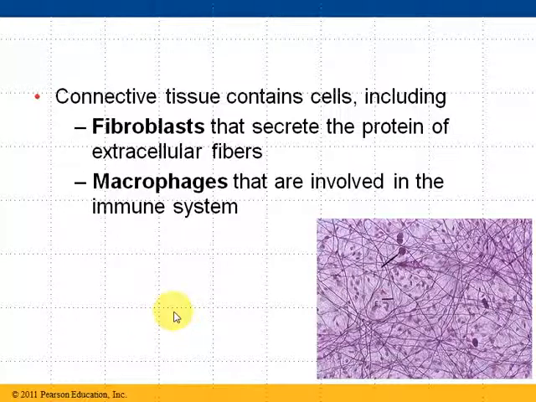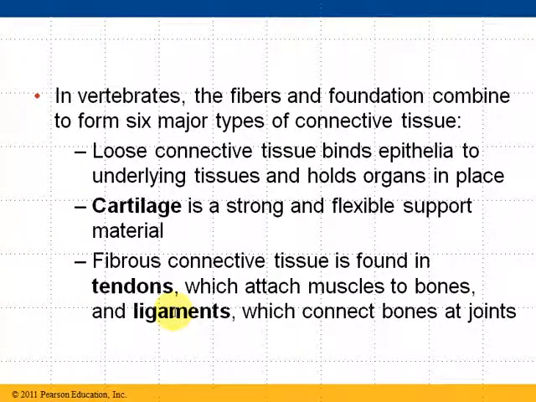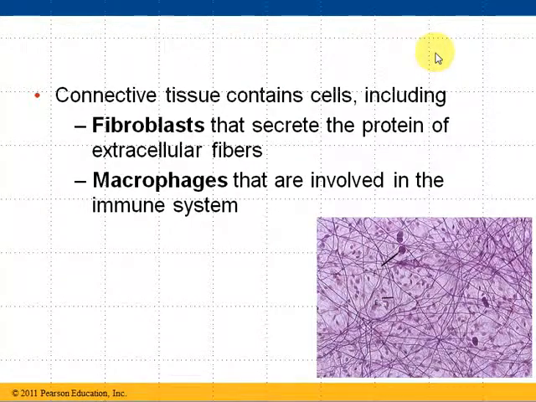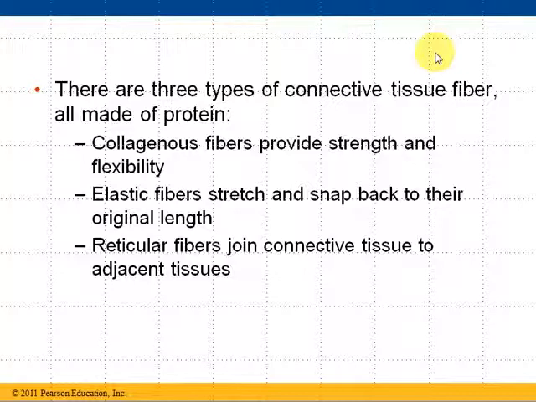In vertebrates, the fibers and foundation combine to form 6 major types of connective tissue. So if we were to zoom in to, say, the wolf, I think in the book they use what would basically be his knee or his leg, and we were to look at the various connective tissues, we're going to find about 6 different kinds of connective tissue made up of these fibers that we just talked about, the collagenous fibers, elastic and reticular fibers, and basically their job is just to hold everything together.